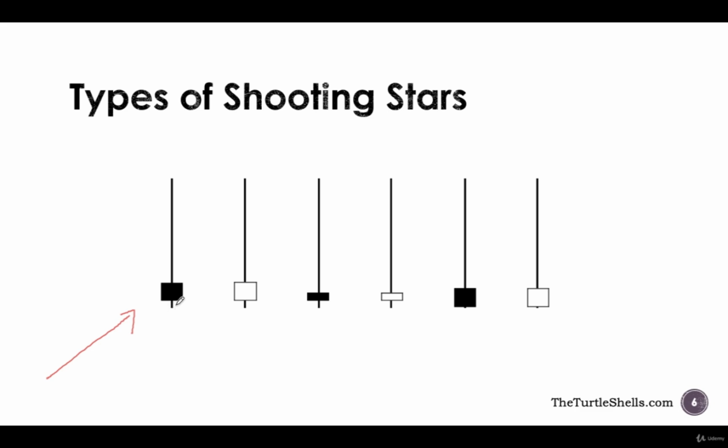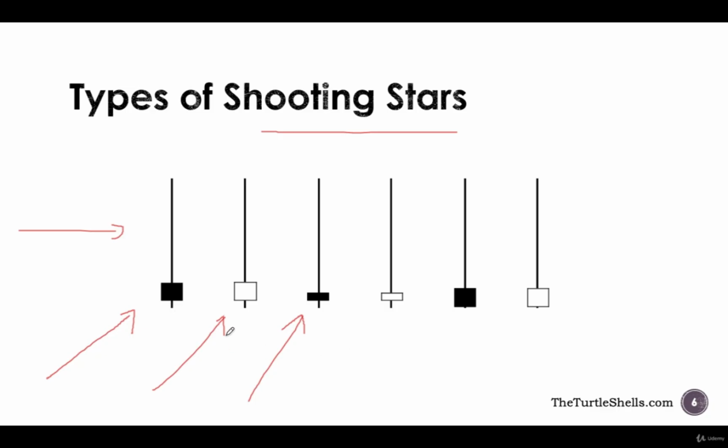The lower shadow must be as small as possible, and the real body must be near the lower end of the trading range. And the high of the shooting star becomes the resistance area. Okay, that's the basic criteria of a shooting star. If we look at all of these candles, all of them are shooting stars, provided they all come after an uptrend. If there is a candle which looks like a shooting star but comes after a downtrend, that is not a shooting star. A shooting star must always come after an uptrend.